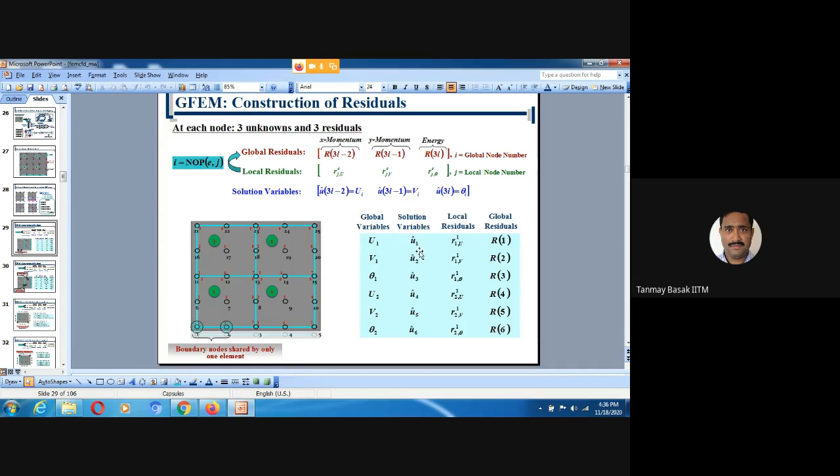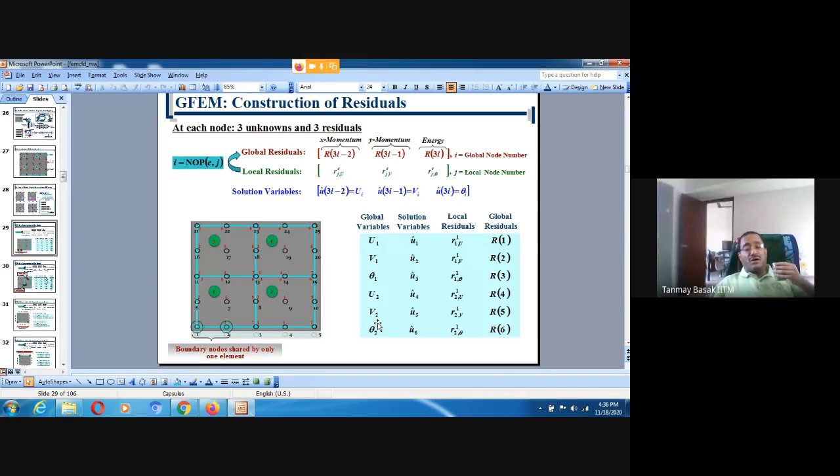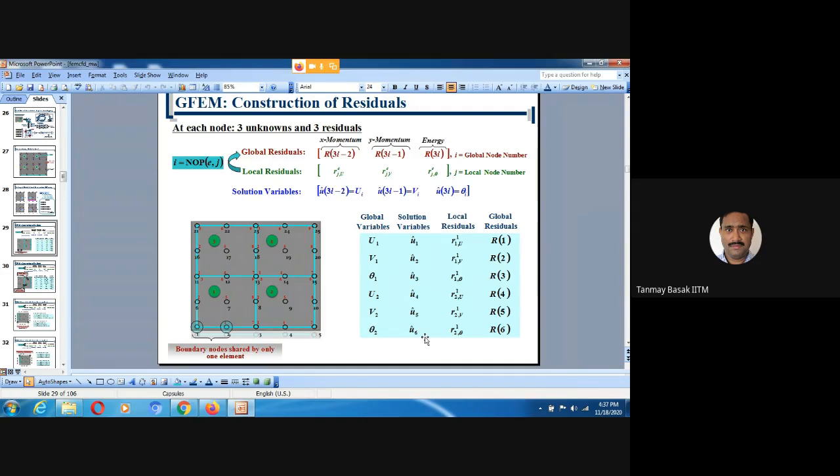So small u1 is nothing but capital U1. Small u2, you can say, is the y component of velocity of the first node. u3 is the temperature for the first node. For example, u5 is the y component of velocity of the second node. So that mapping you have, but once your computer program runs, it is solved as an overall package.